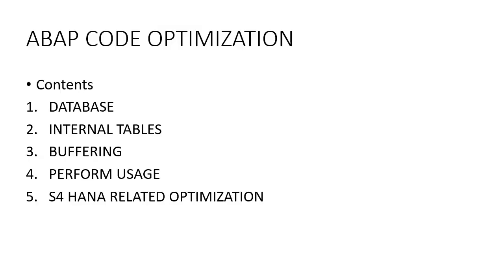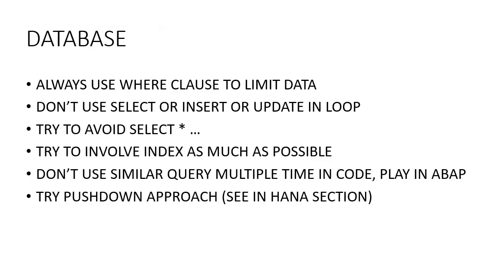We'll go to the content slide first. So we have the contents: database, internal tables, buffering, perform usage, and S/4HANA related optimizations. Let's begin with the first slide, database. These are things all ABAPers are usually aware of. I'll just brush up. Always try to use the where clause to limit the data. If you don't use where, all the data comes up. Don't use select or insert or update inside a loop.